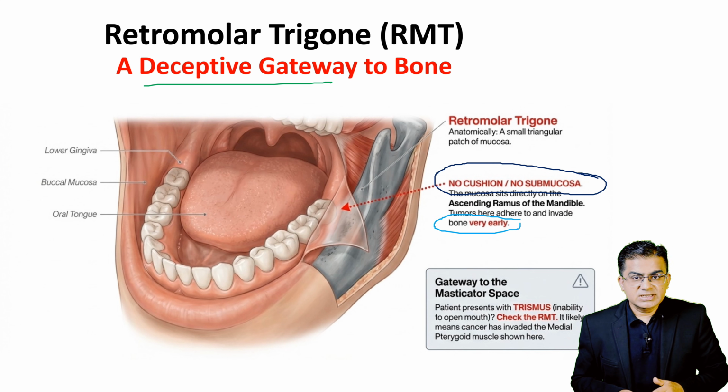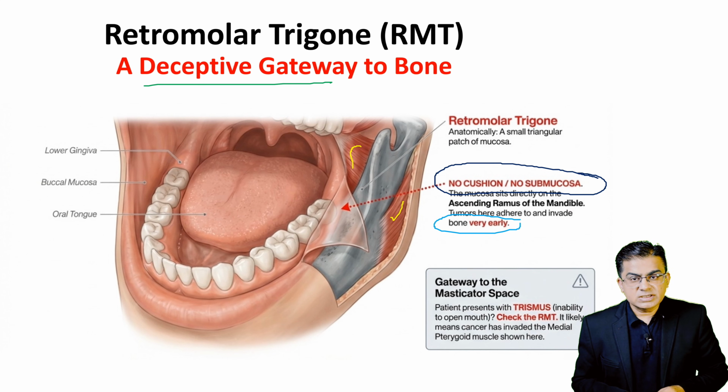Notice another important thing with regard to the RMT. Look deeper. Laterally, you have the masseter muscle, and medially, you have the medial pterygoid muscle, a very important component of the masticator space. The RMT is the entry point to this masticator space because it is sitting right next to the medial pterygoid muscle.